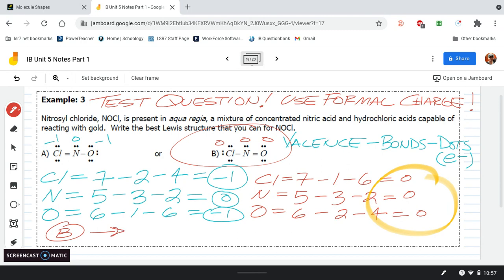And then if they ask you for a reason, you want to use the word formal charge on the test, right? Formal charge or charges equal 0.